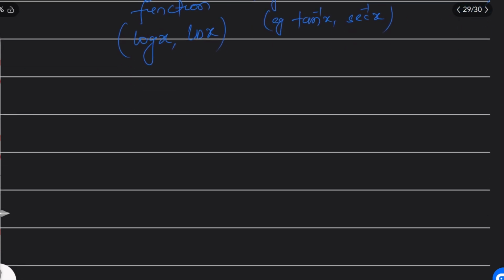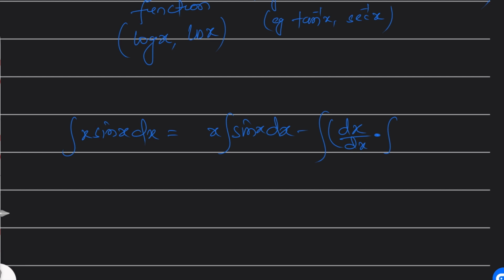Now can we integrate this function then? x sin x dx. What is the rule saying, sir? The rule is saying u v dx. What is u, sir? x. Integration of v dx means sin x dx, minus integration of what, sir? du by dx. So u is x. Now this is multiplication: integration of v dx, so sin x dx, bracket close, and into dx.